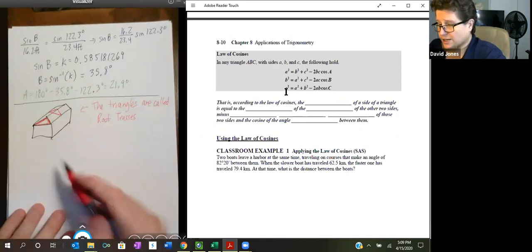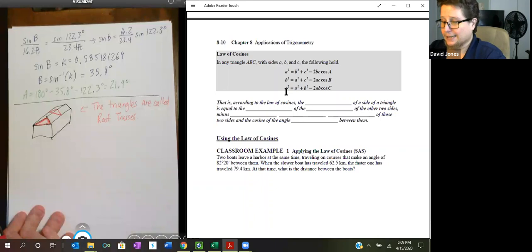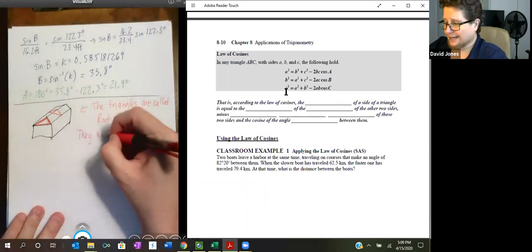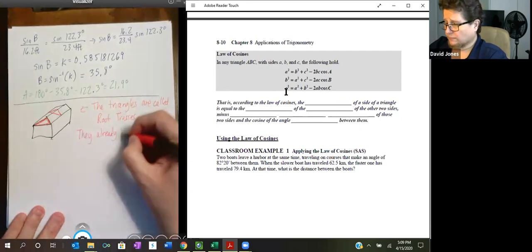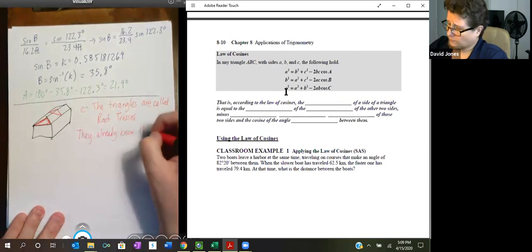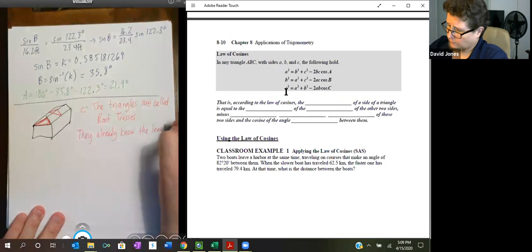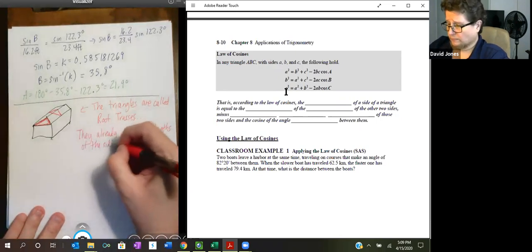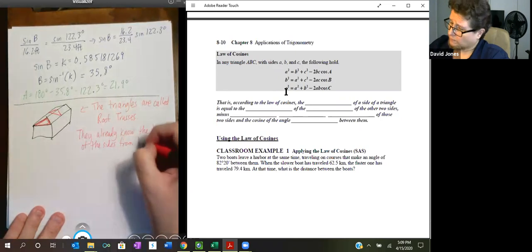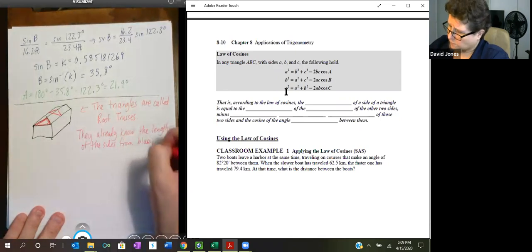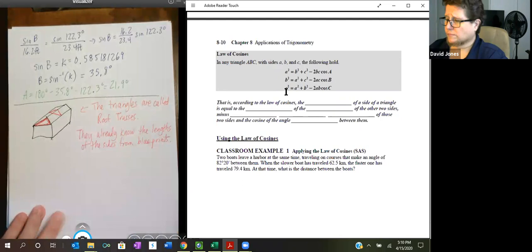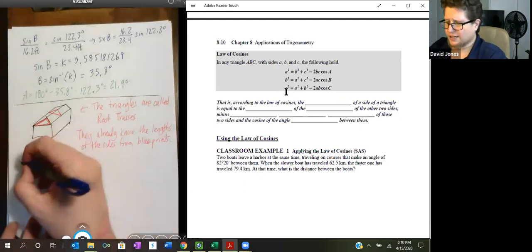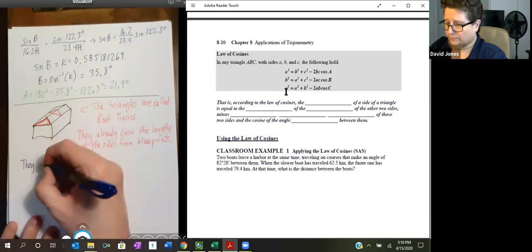So to get them to fit seamlessly, they already know the lengths of the sides from blueprints. They just need to know what angle to cut the wood at.